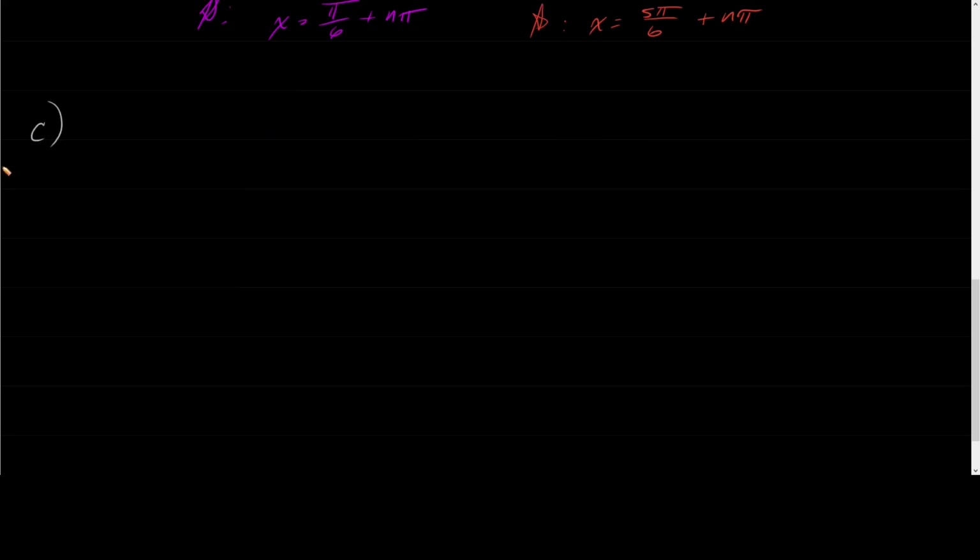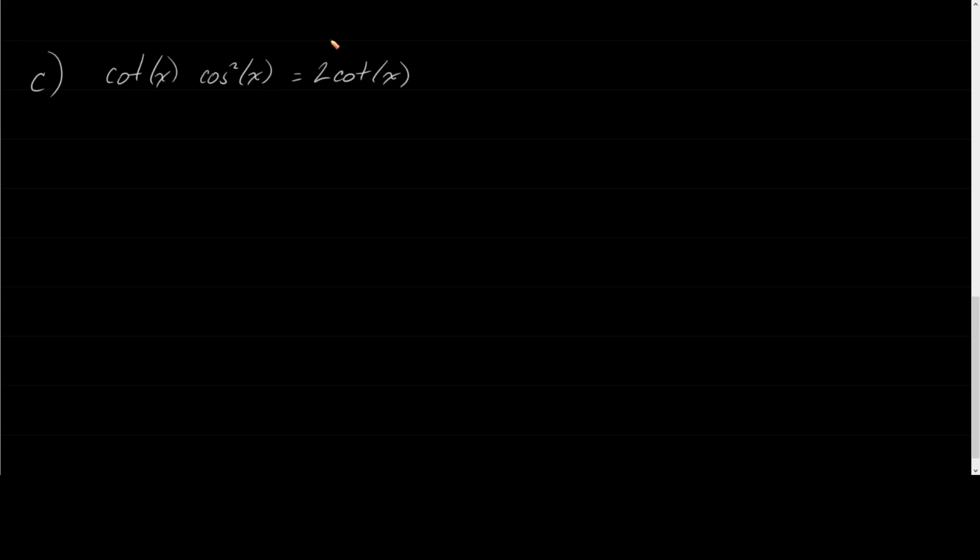Let's say that I had something like cotangent of x times cosine square of x is equal to 2 cotangent of x. All right. So first, I'm going to show you the incorrect thing to do here, because it becomes very easy to mess these up. So this next thing is wrong. So we've got cotangent of x times cosine square of x is equal to 2 cotangent of x.